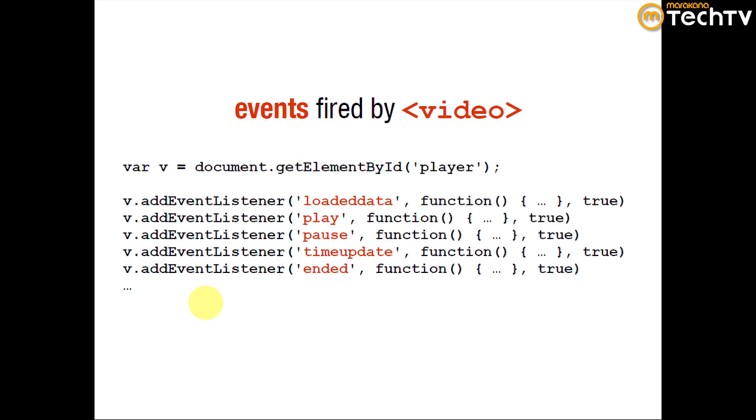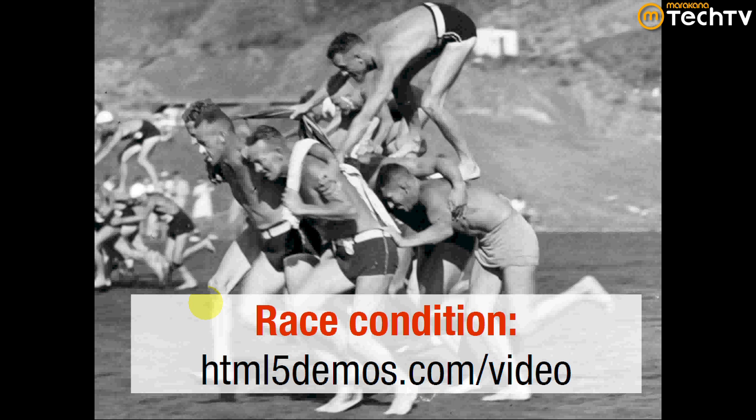So listen for the events and control your players by that. It's possible to get a race condition as well. I'm not going to go into detail with this, but if you look at html5demos.com/video, this is a website that's made by my co-author Remy Sharp, and if you look at the code there, he explains the race condition he's encountering and how he gets around it. We consider it to be a little bit of a spec bug, but I don't think that it's solvable now. So have a look at that.